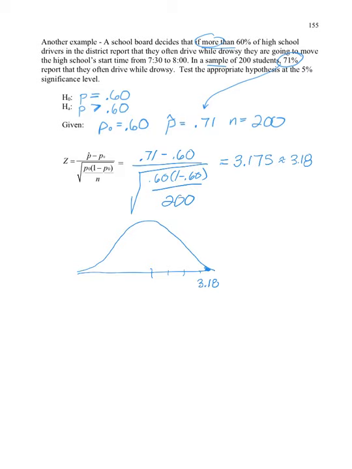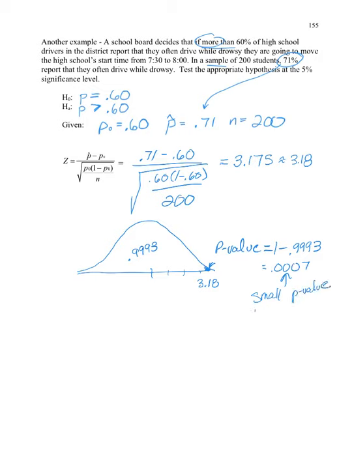Our p-value is the area on the greater than side. So when we look up 3.18 in our table, we're going to find an area of 0.9993, because the table always gives us the less than side, which means our area over here is 1 minus that, which is 0.0007. So, like way less than 1%. So this is a small p-value.